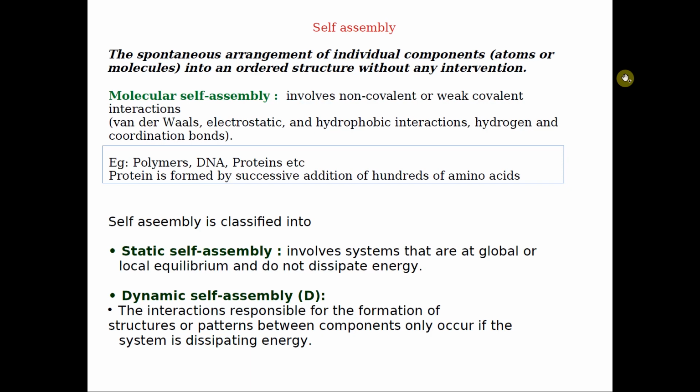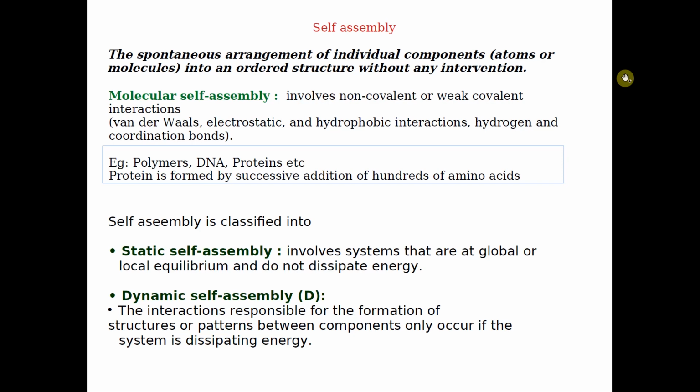and produce the structure. When we have molecular self-assembly, that means molecules joining together to produce the nanostructure, it basically involves non-covalent or weak covalent interactions. Like we have van der Waals force of interaction, that's a weak force of interaction. Next you have electrostatic force, and so on. A few examples are polymers, then we have DNA, proteins.